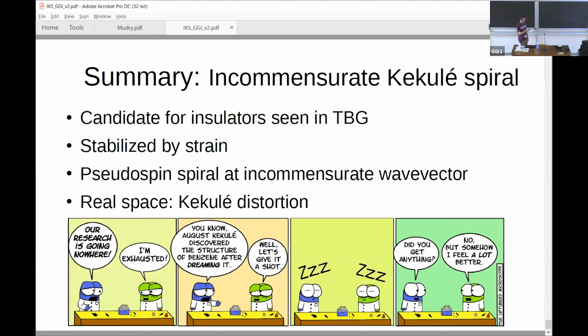So let me conclude here. I've presented this new state that we found in our Hartree-Fock study of twisted bilayer graphene, which we've called the incommensurate Kekule spiral. It's a candidate for the insulators that have been seen at all non-zero integer fillings of the Moiré unit cell. It's stabilized by strain, which we know is experimentally relevant. The state is a pseudospin spiral where the pseudospin comes from the valley degree of freedom, and it's generally at some incommensurate wave vector. In real space, it looks like a Kekule distortion of the microscopic graphene lattice.